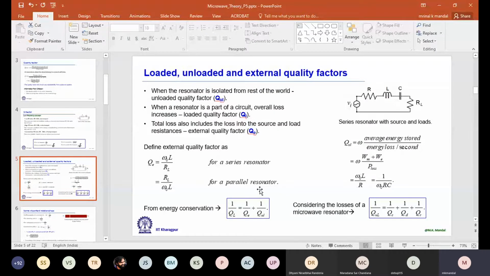So again from energy conservation we have 1 by Q_UL equal to 1 by Q_C plus 1 by Q_D plus 1 by Q_R. So we have to keep the loss minimum to improve the unloaded quality factor. Okay.